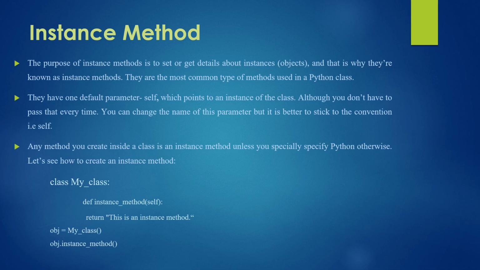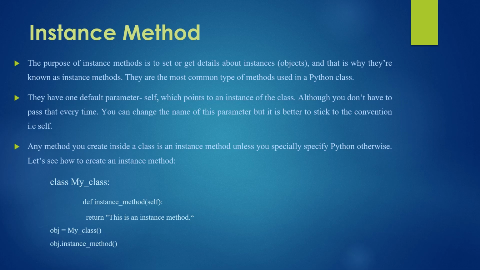They have one default parameter, self, which points to an instance of the class, although you don't have to pass that every time. You can change the name of this parameter, but it is better to stick to the convention, that is self. Any method you create inside a class is an instance method, unless you specify otherwise. Let's see how to create an instance method.